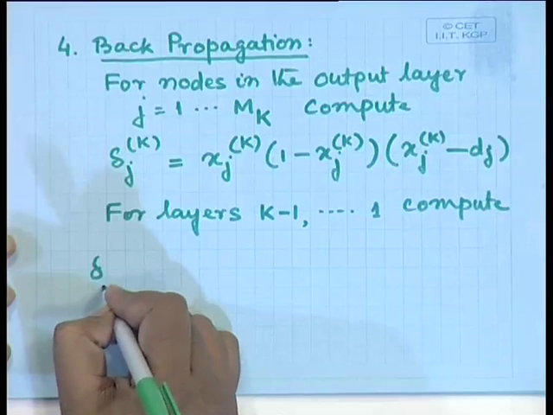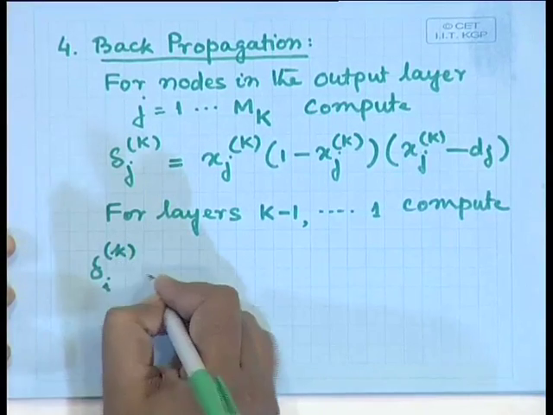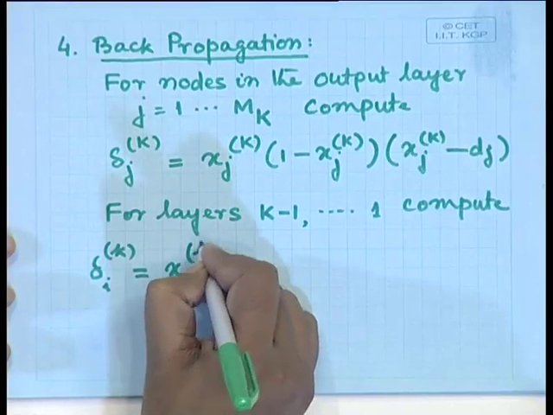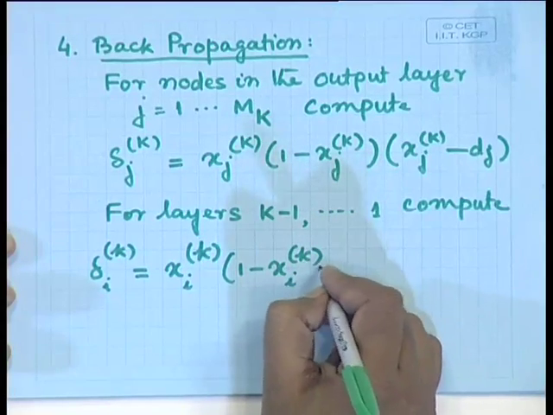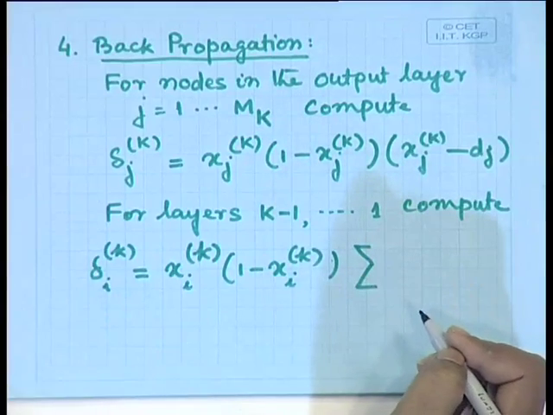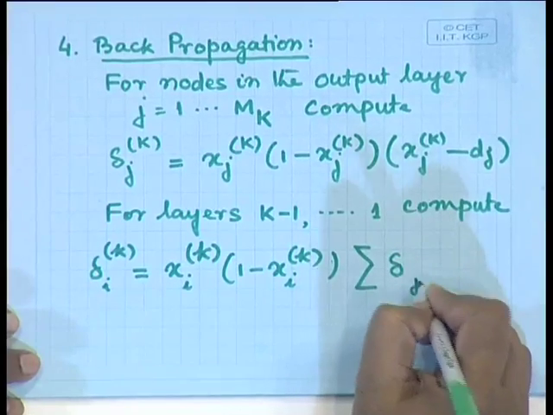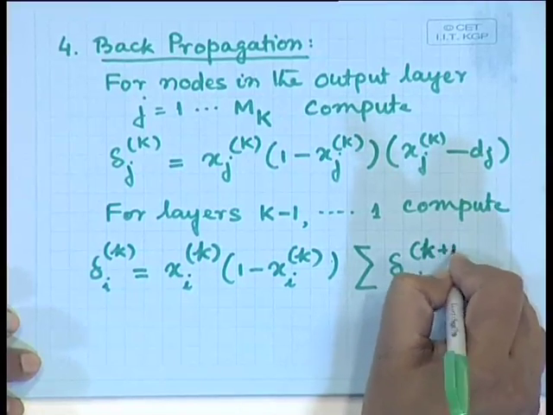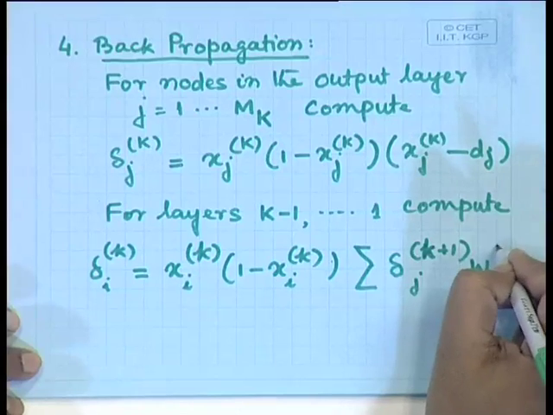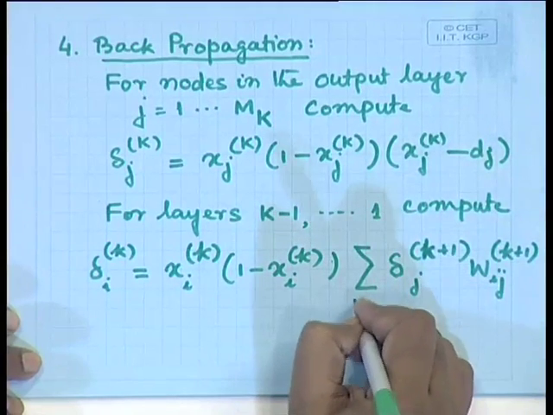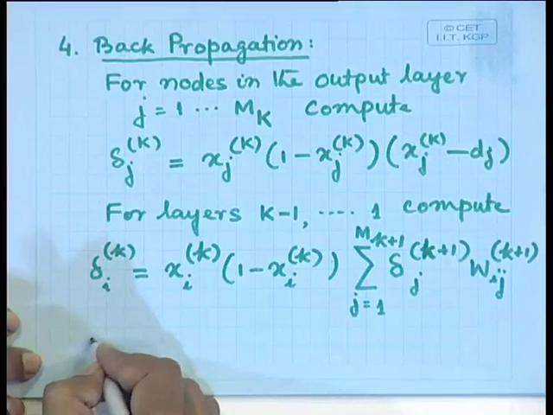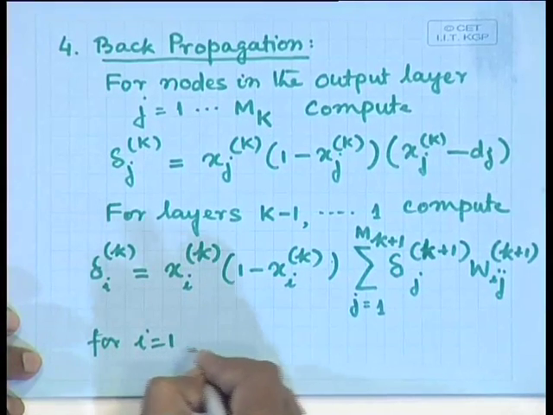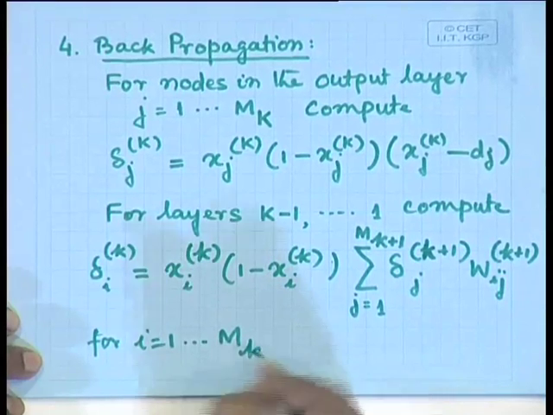So, here we say delta i k is equal to x i k into 1 minus x i k. Then I have to have this summation term, because I have the contribution of various nodes leading to this particular error. So, this will be delta j k plus 1 into w i j k plus 1, where this j will vary from 1 to m k plus 1, and this I have to compute for i equal to 1 up to m k, where this k is lowercase.